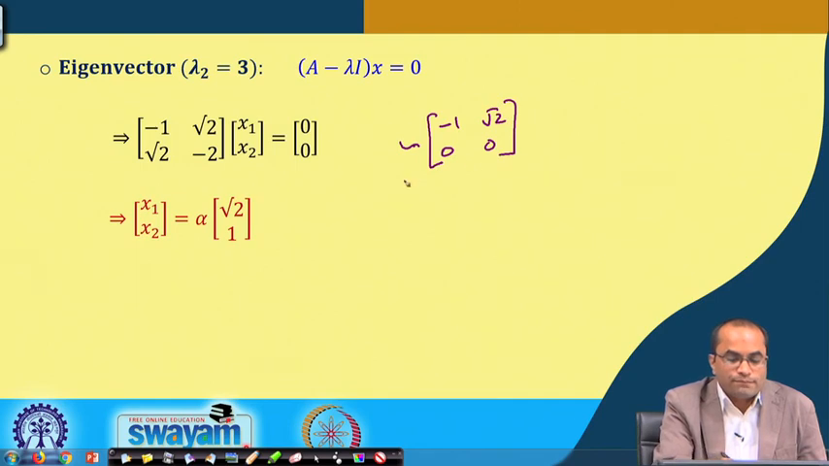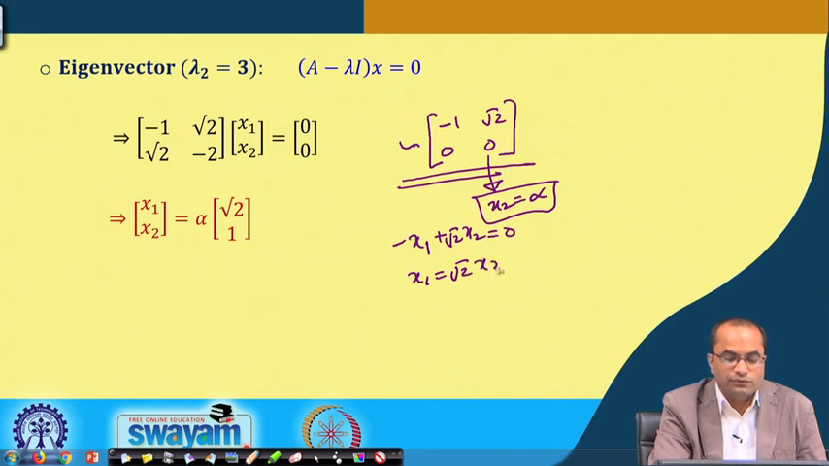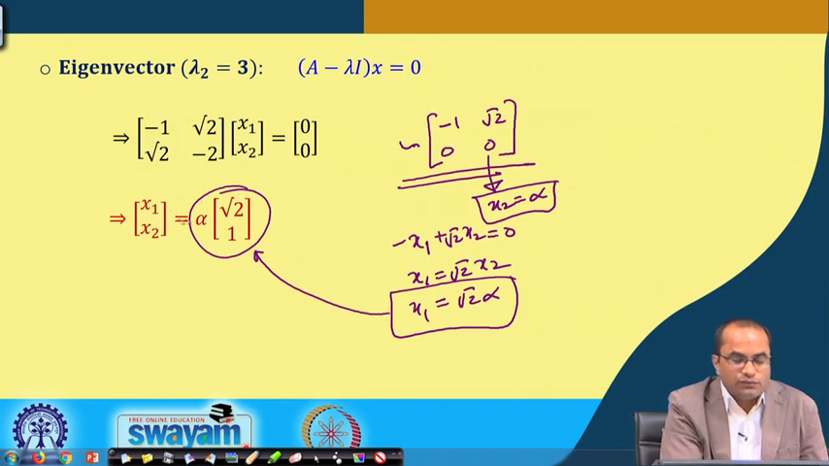0, and from here we can choose this x2 variable as alpha. Then from the first equation, minus x1 plus square root 2 x2 is 0. That means x1 is square root 2 x2, and x2 is alpha. So, we have taken x1 as square root 2 alpha. The solution is x1 is square root 2 alpha and x2 is alpha.